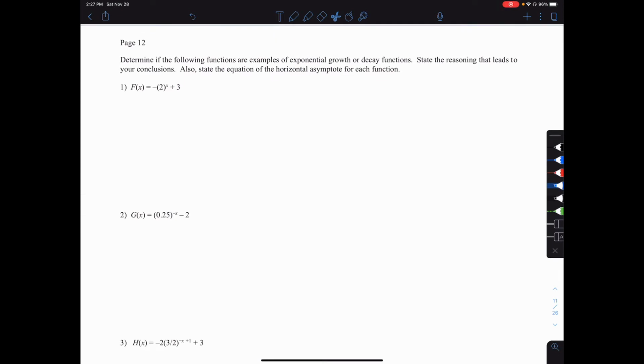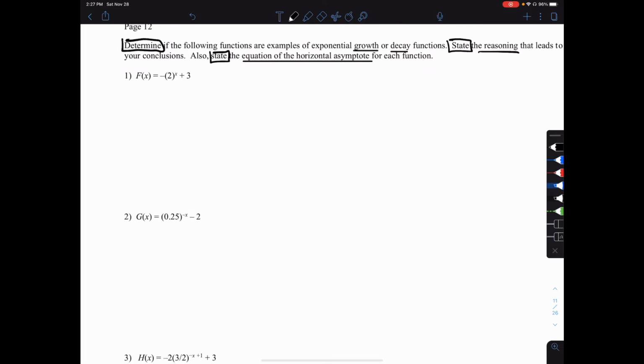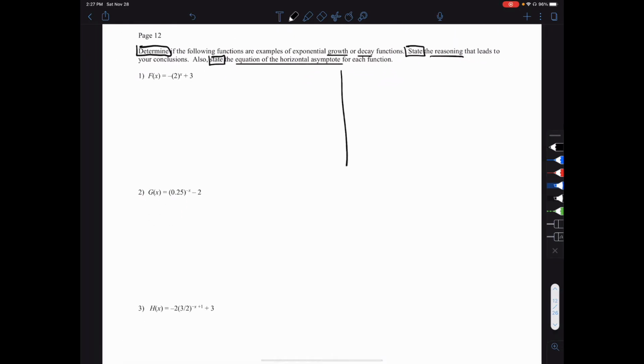Determine if the following functions are examples of exponential growth or decay. State the reason that leads to your conclusion. Also state the equation of the horizontal asymptote for each function. So we've got lots to do. We are supposed to determine if it's growth or decay, give a reason, and also state the equation of the horizontal asymptote. Tell you what, I'm going to do the horizontal asymptote first for each of these. It's going to be the easiest thing to do.